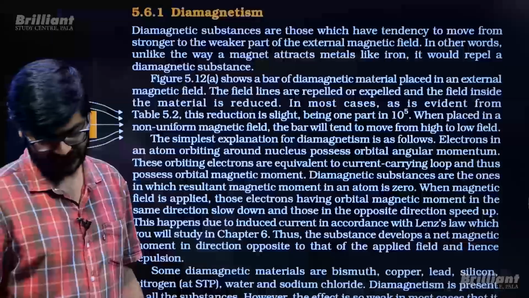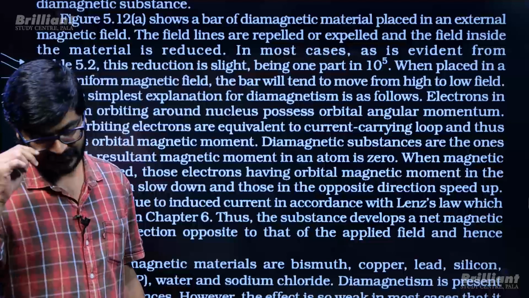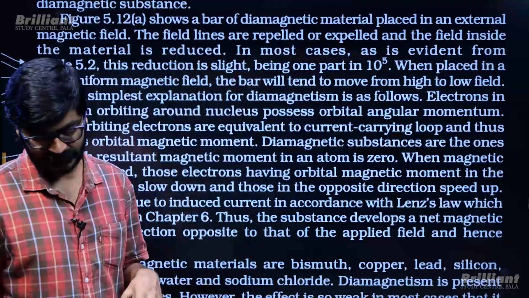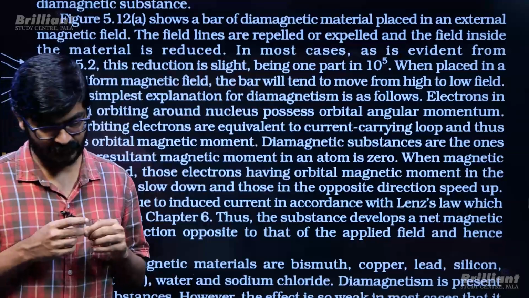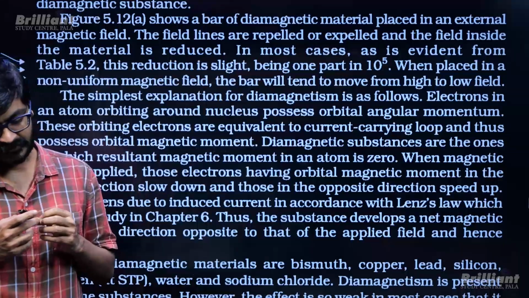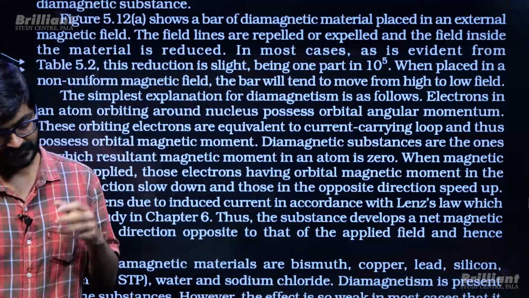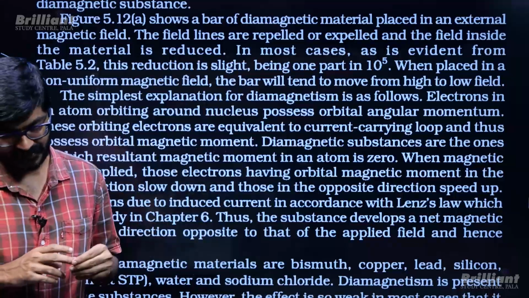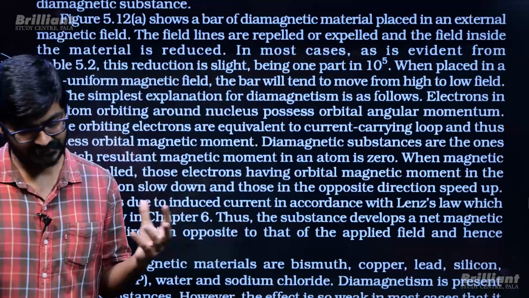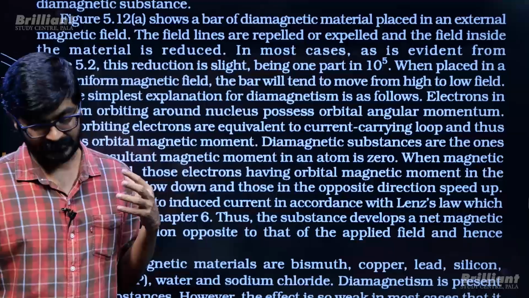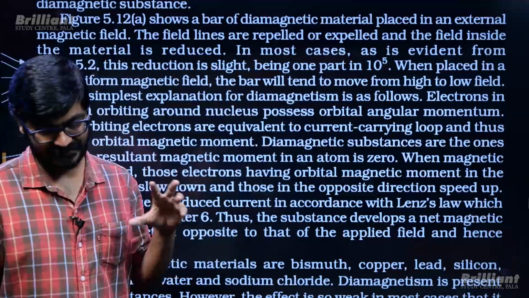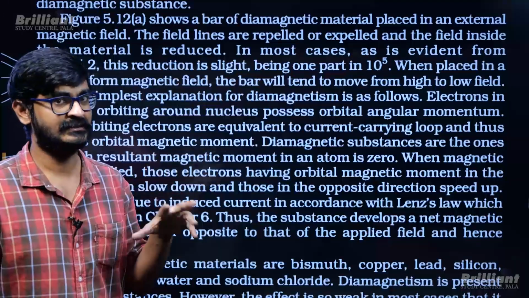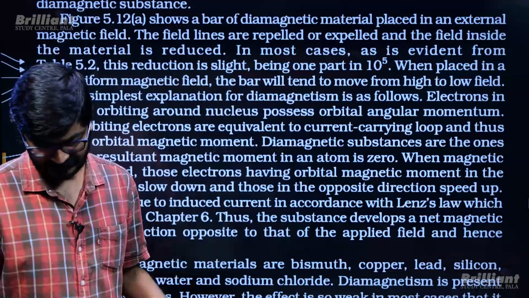The simplest explanation for diamagnetism, this is the important thing, is as follows. Electrons in an atom orbiting around the nucleus possess orbital angular momentum. These orbiting electrons are equivalent to a current carrying loop and thus possess orbital magnetic moment. Diamagnetic substances are the ones in which the resultant magnetic moment in an atom is 0. That's one important thing there.